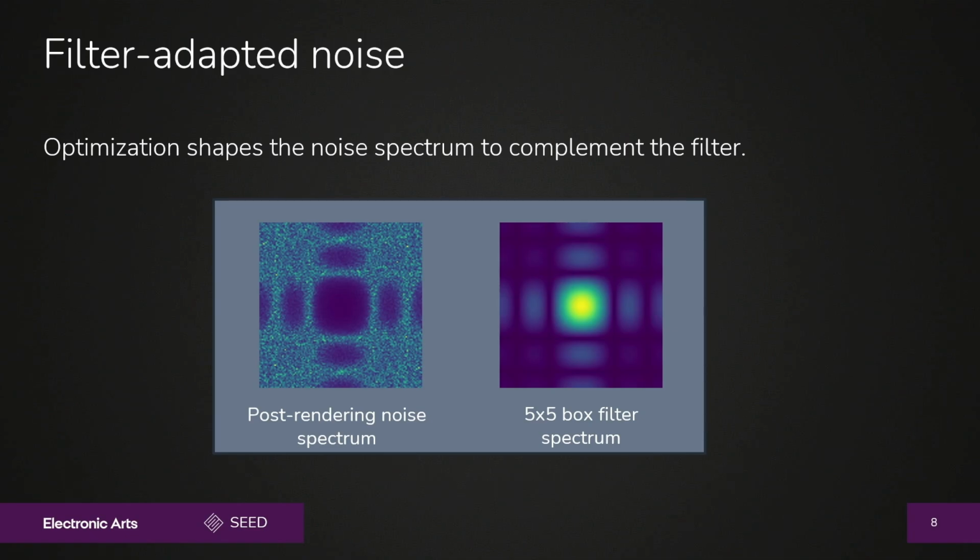And if you look at that spectrum and you look at the spectrum of the 5x5 box filter, you see that the noise is near 0 where the filter has support. And what that means is when you blur the result of the rendering with your 5x5 box filter, the noise just disappears. So the way it's working is that it's shaping the spectrum of the final rendering noise to be optimally removed by the filter that you specified.